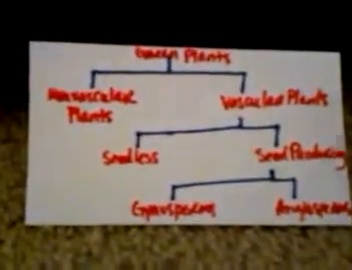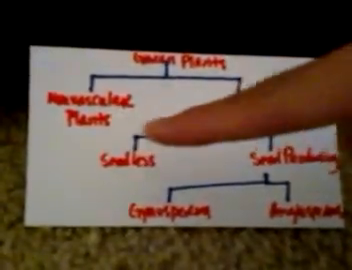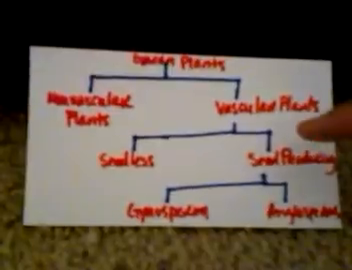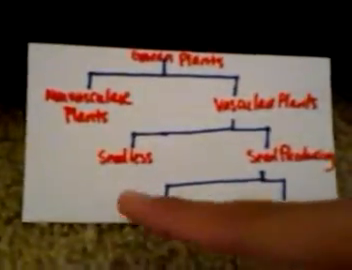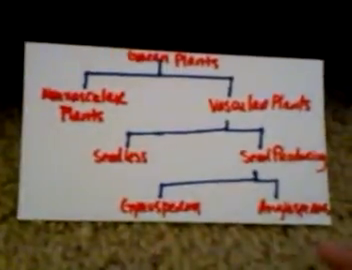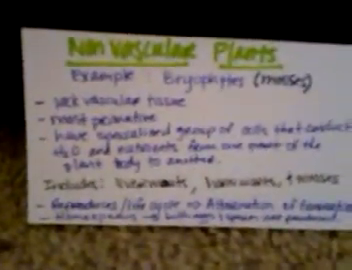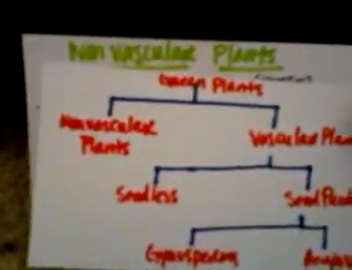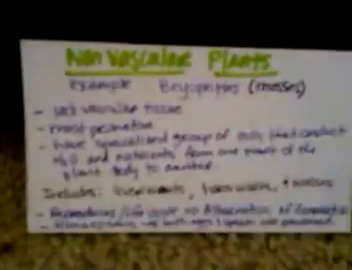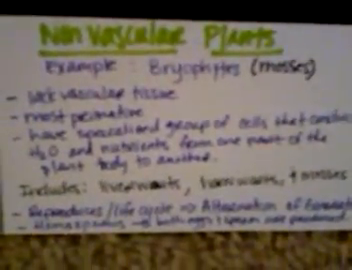So here we go. We have green plants that divide into non-vascular plants and vascular plants, which divide into seed-producing and seedless, and then our seed-producing divides into gymnosperms and angiosperms. Let's do some characteristics. Let's start with non-vascular plants, which, as you remember, is right there. Non-vascular plants, an example of it would be the bryophytes or the mosses.